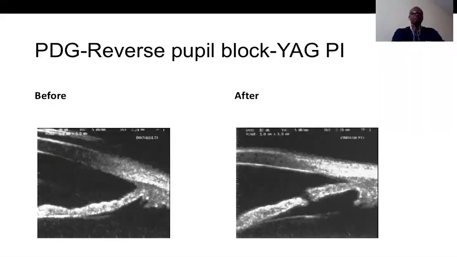That is, pigment dispersion glaucoma patients may have a reduction in intraocular pressure following YAG-PI, but this is not usually sustained long enough. And these patients will usually require reduction in pressure with pressure lowering drops. And then many of them do benefit also from laser trabeculoplasty. Some will eventually require trabeculectomy.